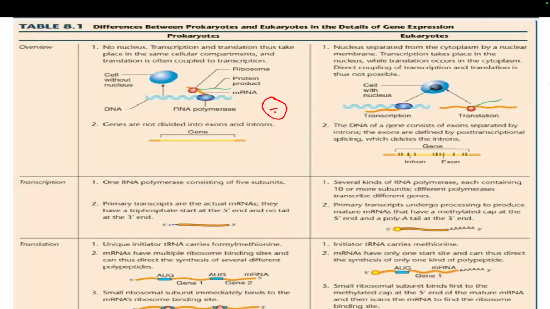But in the case of eukaryote, there is the nuclear membrane as well as the cellular membrane, so in the nucleus the transcription occurs, and in the cytoplasm, after transferring the RNA into the cytoplasm, there is the translation.